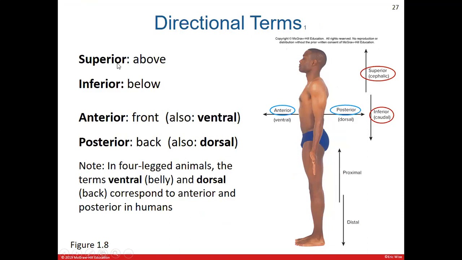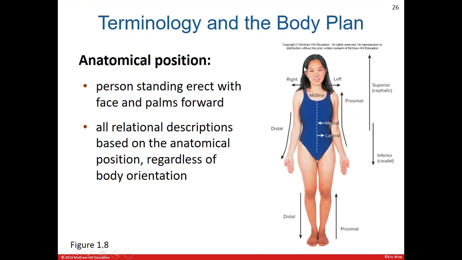Superior means above. And so if you're comparing two different structures, superior means above. Inferior means below. Let's look back at the picture here. In anatomical position, the nose would be superior to the mouth, right? Because the nose is above the mouth. The mouth is inferior to the nose. And so that's how you would be describing these.